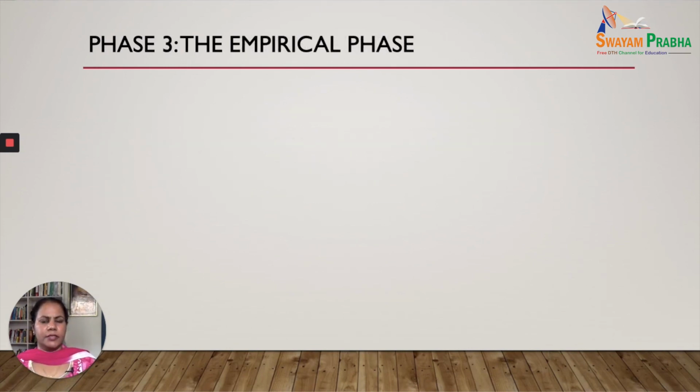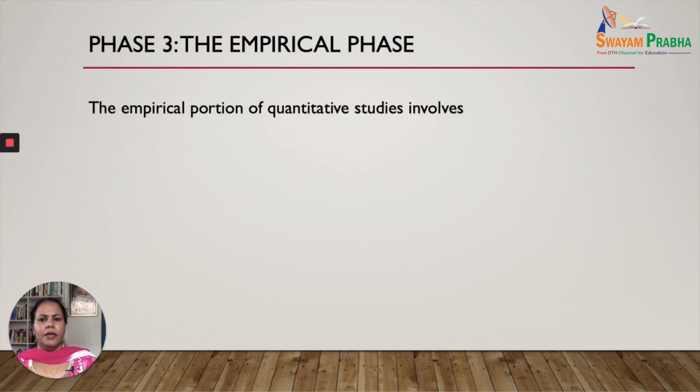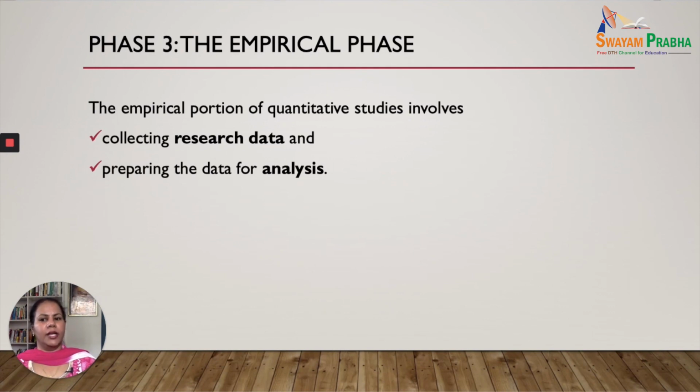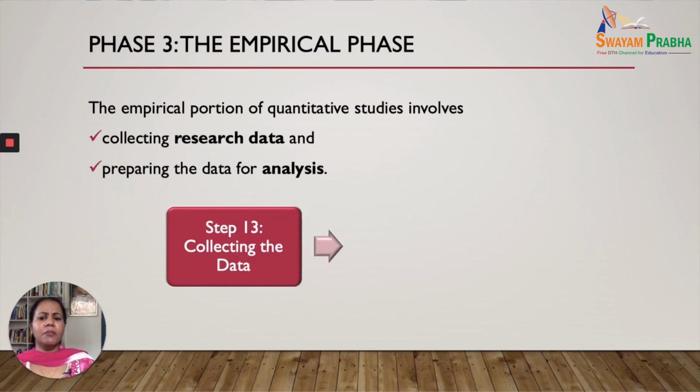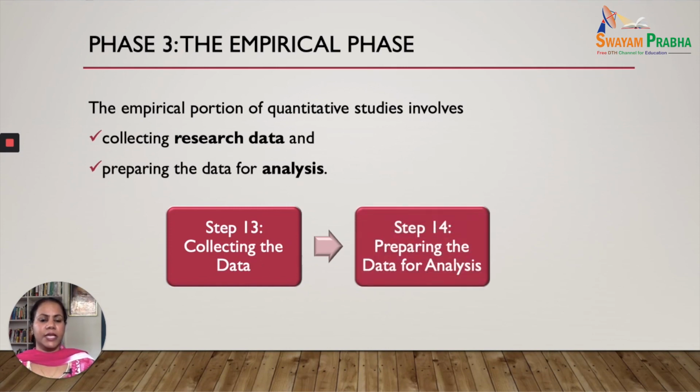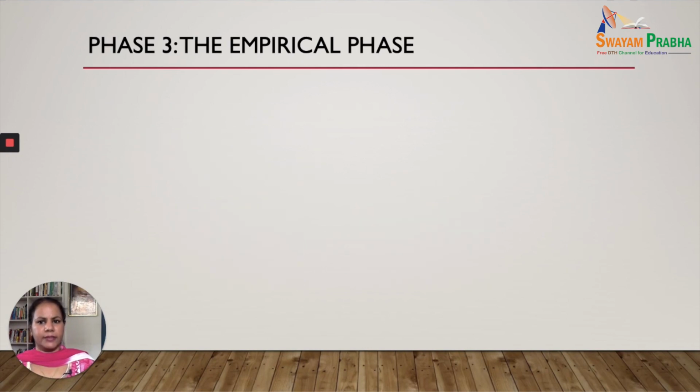The next phase is the empirical phase. The empirical phase of the quantitative study involves the actual collection of data, and we prepare the data for analysis. So whatever designing or planning we have done in the last phase, we will be collecting the data in the same way. Another important part is that whatever data we collect, we prepare for the analysis in the empirical phase. There are mainly two steps involved. The first step is collecting the data, and the second step is preparing the data for analysis.